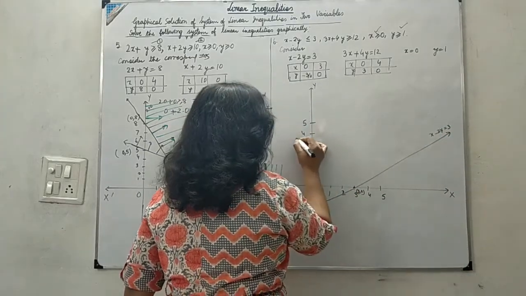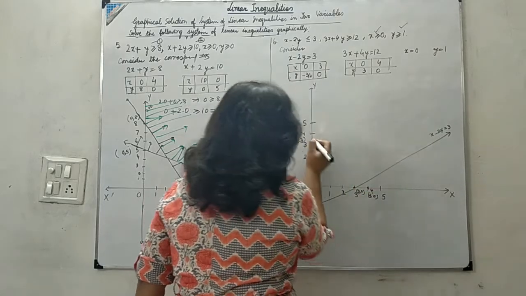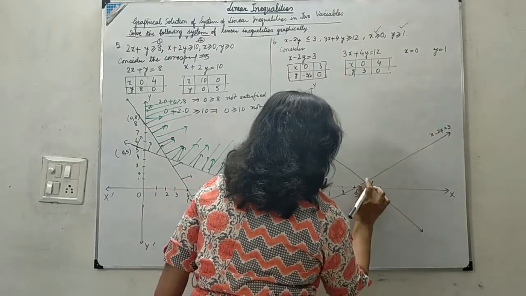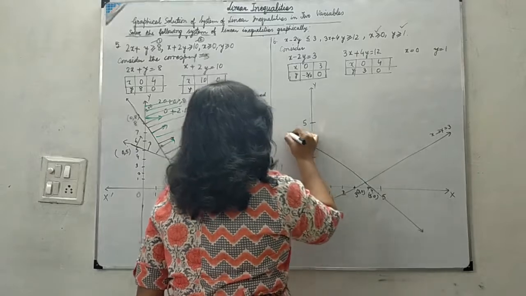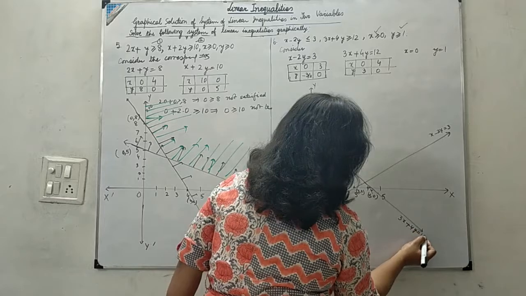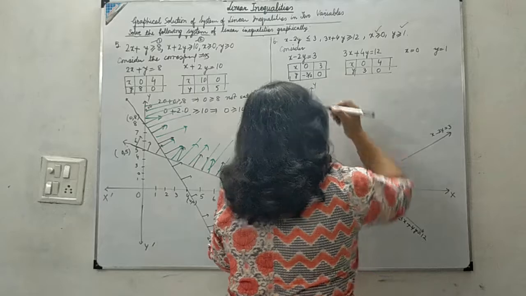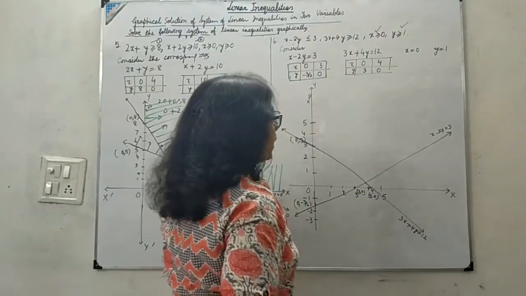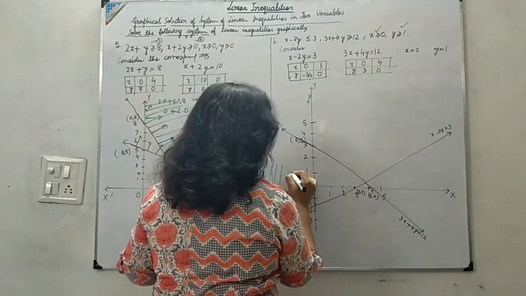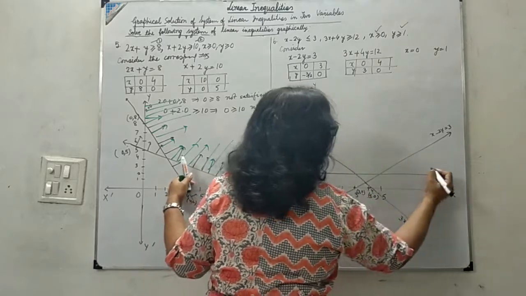The next line passes through 0, 3, and this is 4, 0. This is 4, 0. So we'll join these two points. This is almost here, and this line is your 3x plus 4y equals 12. On the y-axis, x is 0, so this is the line whose equation is x equals 0, and y equals 1. Y equals 1 is a horizontal line parallel to the x-axis. This line is y equals 1.